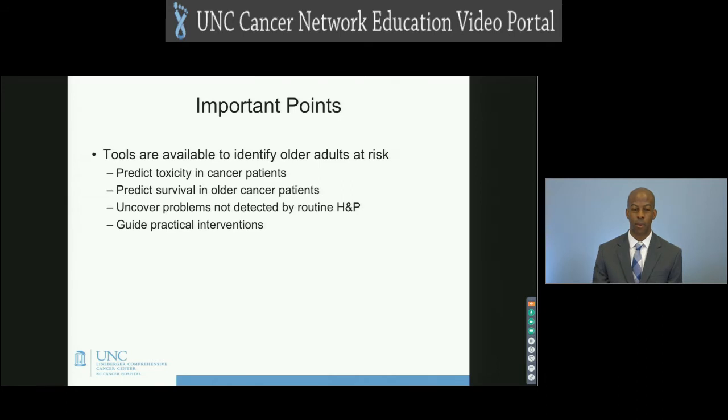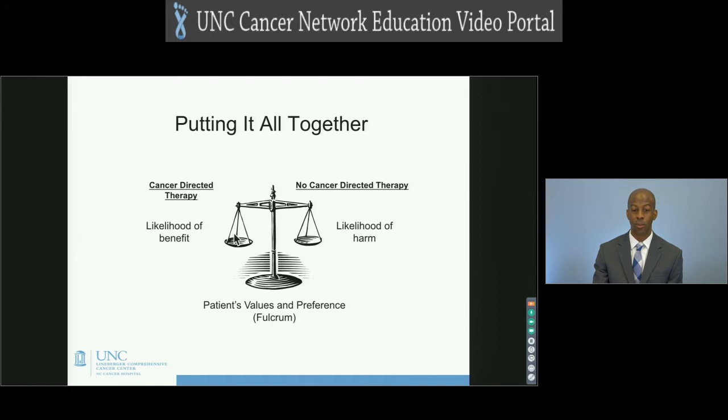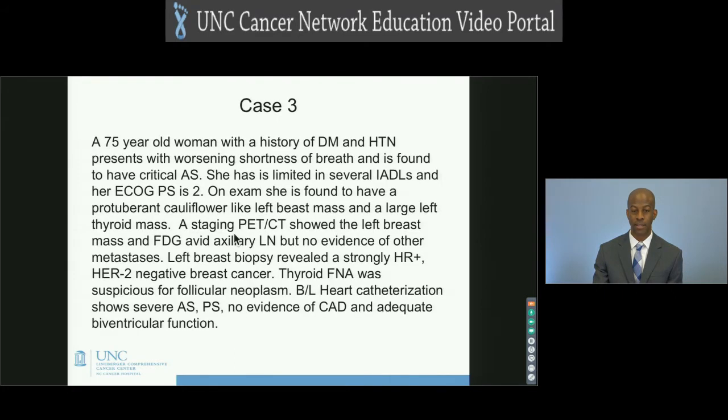And so a few important points on the last few slides. There are tools that are available that can identify older adults at risk, that can predict toxicity in cancer patients, that can predict survival in older cancer patients, that can uncover or help detect problems that are not routinely addressed or detected in a routine H&P, and that can guide practical interventions that we hope will improve outcomes in older cancer patients. And then on a more personal note, I wanted to share this case, which is actually based on a real patient that comes to our clinic.